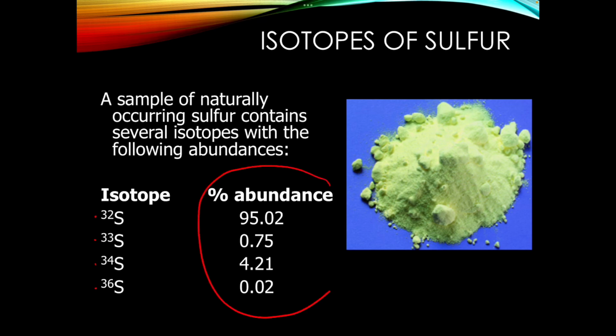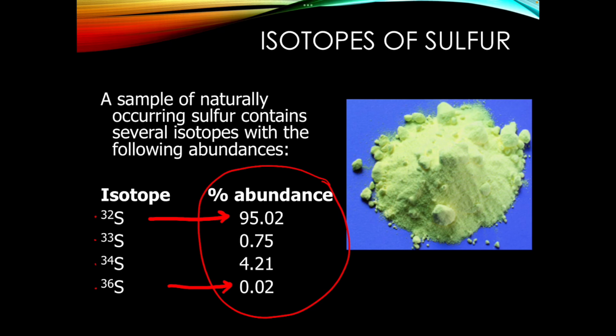But if you look at their percent abundances, this percent abundance tells you how likely you are to find that particular isotope of sulfur out in nature. Do you see that you're most likely to find the isotope with a mass of 32, whereas the mass of 36 is really uncommon?